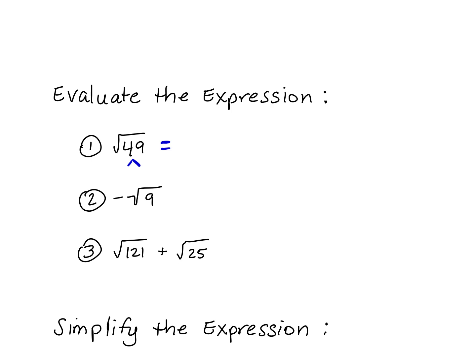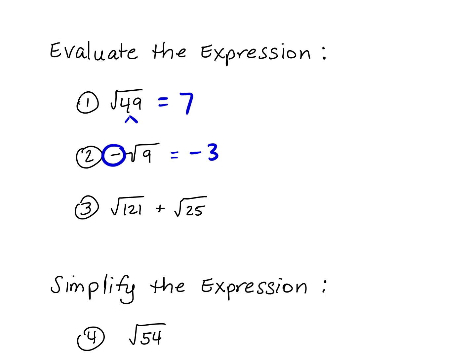7. Awesome, 7. What about the negative square root of 9? Perfect, negative 3, because the square root of 9 is 3, and then we just have to make sure we keep that negative in our answer too. And then for number 3, we can't add these together yet. We have to simplify them first. What's the square root of 121? 11, and the square root of 25? So we have 11 plus 5, which is 16.